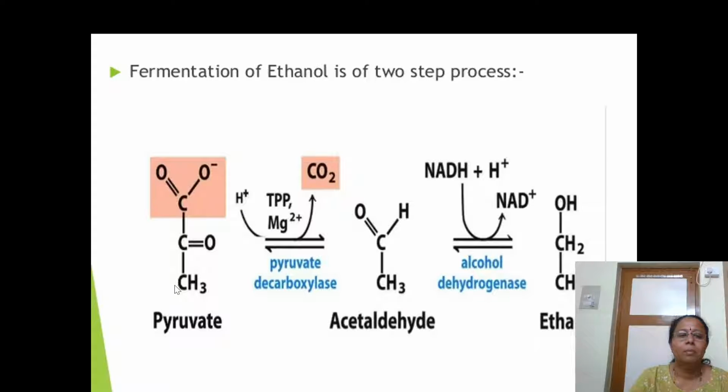Look here, this is a CO2 group which is eliminated by the enzyme pyruvate decarboxylase. What we have got here is an aldehyde, and this acetaldehyde is converted into ethanol. Now, an aldehyde upon reduction ends up as an alcohol. Acetaldehyde undergoes reduction with the help of the enzyme alcohol dehydrogenase to give you ethanol. In turn, NADH gets reoxidized to NAD+, which is very essential.